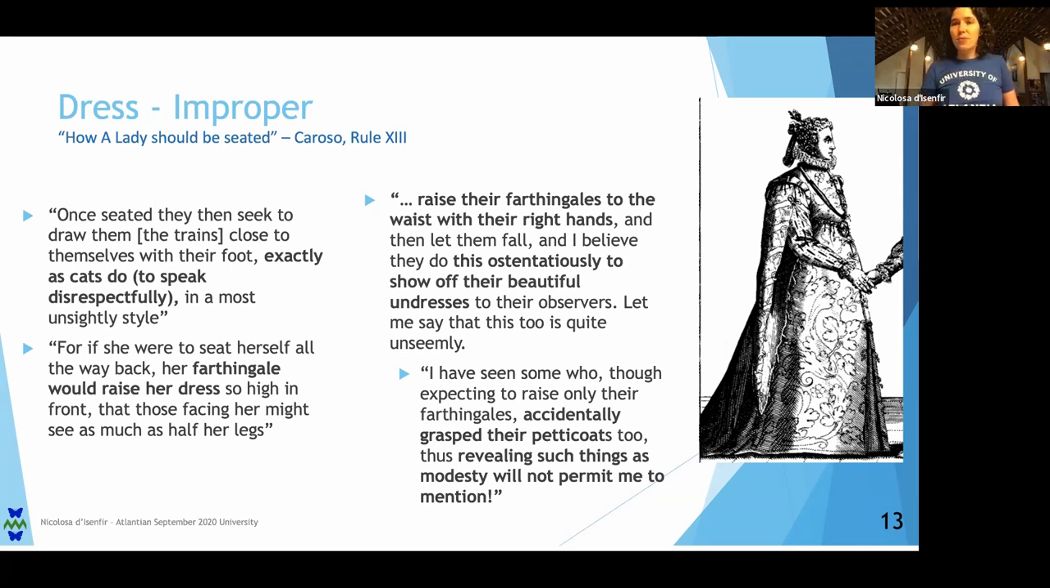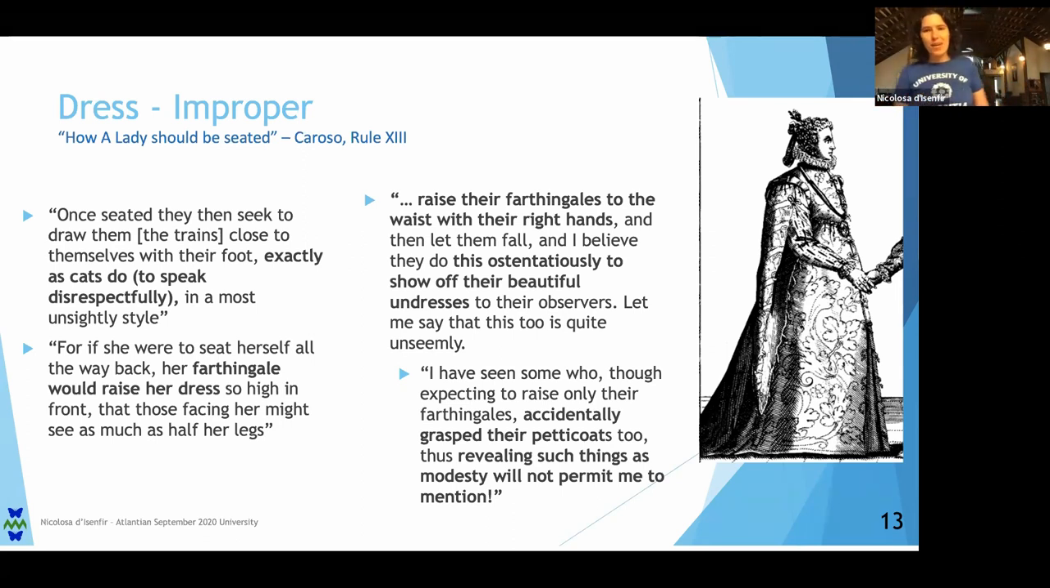The next one we talked about with the chopines, that you should not be seeing them, is when you seat yourself, if you sit too far back in the seat, what you see is your farthingale will raise the dress, and we will see as much as half her legs. So that's about knee height. So again, folks who come to my normal university classes and see me teach, that's typically where I'm raising my dress up so you can see my legs. I clearly have mastered the behaving badly with dresses.